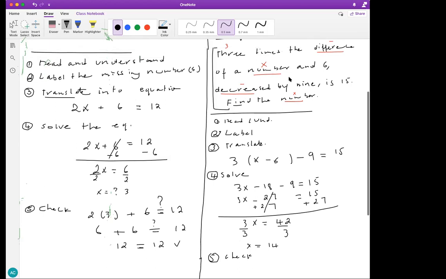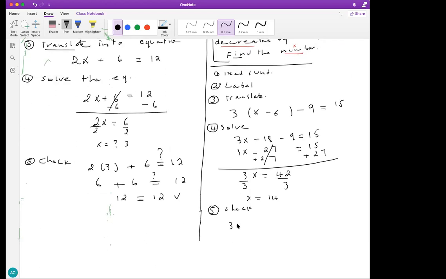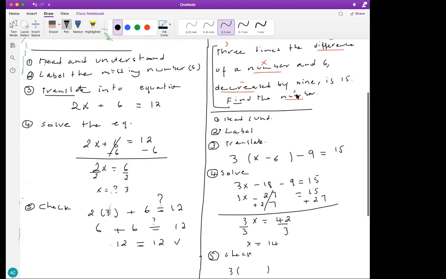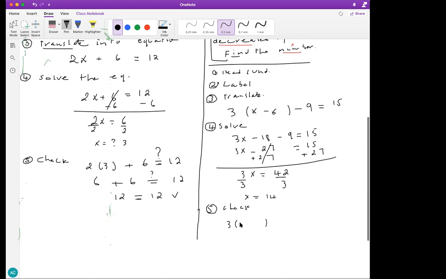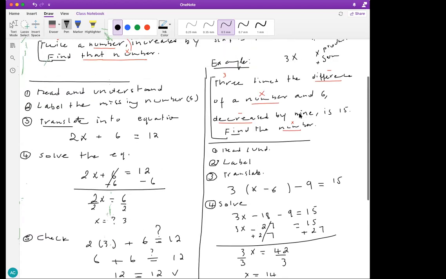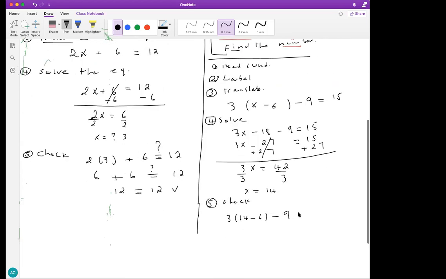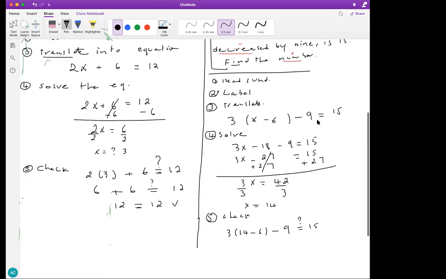So 3 times the difference of x and 6. What is x again? X we solved is 14, and 6 decreased by 9 is 15. Is, we're not sure yet, 15. And then simplify this using the order of operations. So now we have an arithmetic expression. This was an algebraic expression because it had letters and numbers.